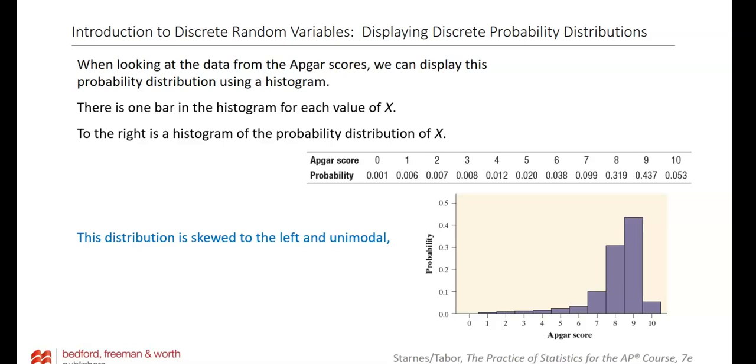The distribution is skewed to the left and unimodal, right? So we know that it's definitely skewed left. You can tell that it's unimodal, with a single peak at an Apgar score of 9, that's the most common. It does help us see the most common scores pretty easily. So we can see lots of 7, 8, 9s. 10 is the next most popular score. So you can see most of the scores are up there.